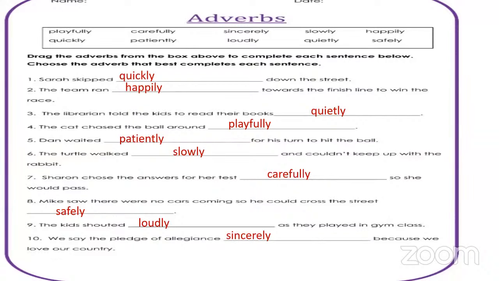Last one. We say the Pledge of Allegiance sincerely, because we love our country. You have to be very sincere, right? Right?